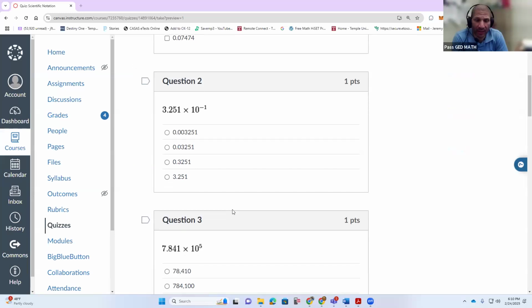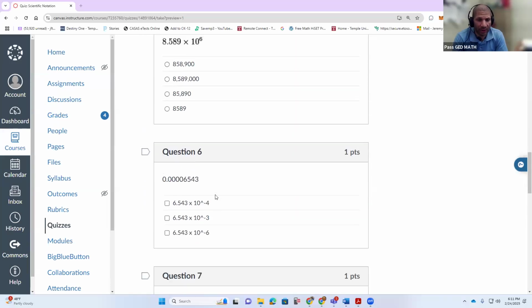All right, how about this one here? 3.251 times 10 to the negative first. That would be A, B, or C. C. Yes. 0.3251, correct? You have to move the decimal point 1 place to the left. Perfect. Okay.